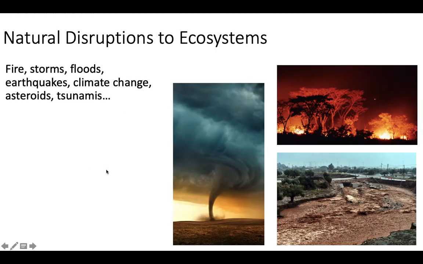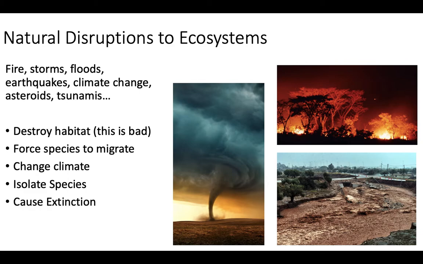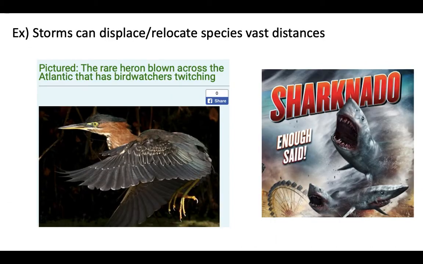These natural disruptions can lead to evolutionary changes and can oftentimes also change the total landscape of an ecosystem. Examples that you are familiar with: forest fires, storms, floods, earthquakes, climate change, asteroids, tsunamis, you name it. These disruptions can destroy habitat. That's not good. They can force species to migrate. They can cause the climate to change on a local level. They can isolate species, and they can cause extinction, and they can lead to instances of evolution and adaptation.